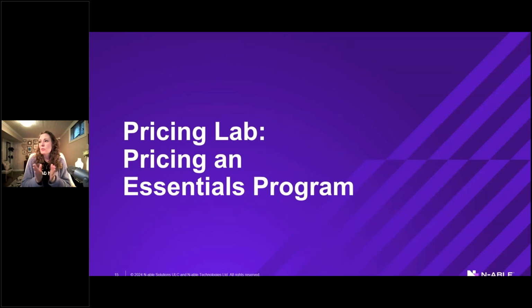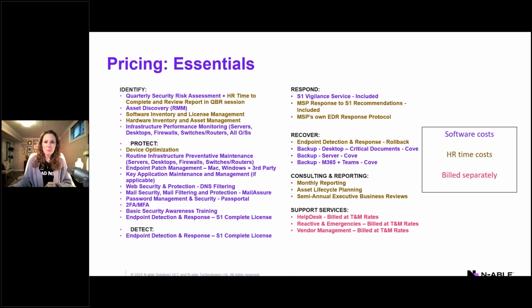All right, so let's get into how we're going to price. We're going to go through the Essentials program and the Advanced program using our security costing calculator, which you can make sure to download from the website. Just a reminder, we're going to start with the Essentials program first. If you missed part 1 last week, I look at the Essentials program as our minimum viable program.